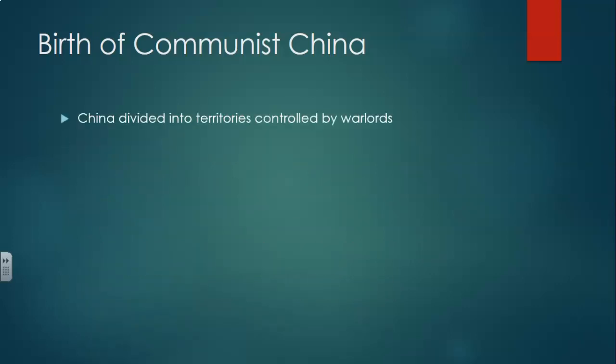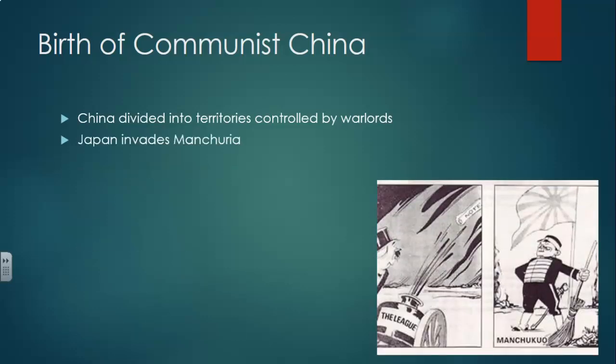Now, China is going to be divided into territories controlled by warlords. Again, it's going to kind of all fall apart at this time. It was getting a little bit more organized, and then once you have the White Terror, things start to fall apart again. The country is in ruin. Then in 1932, Japan is going to invade Manchuria.